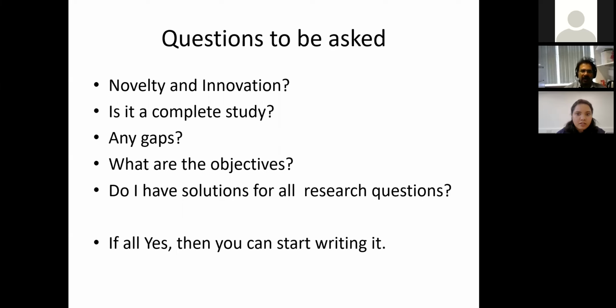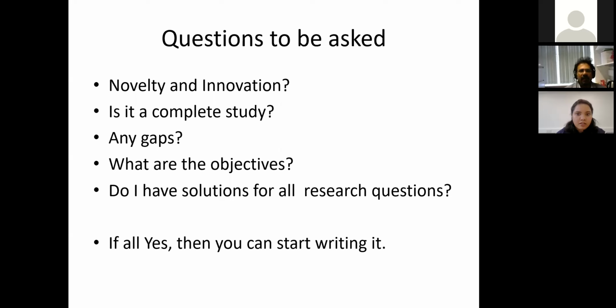So before you start writing the paper, you need to ask a few questions about your work. What is the novelty? And what is the innovation? Is it a complete study? Did I finish all possible characterizations? Do I still find any gap? What are the objectives? You need to write the objectives. Do I have solutions for all the research questions? If yes, then you can start writing it.